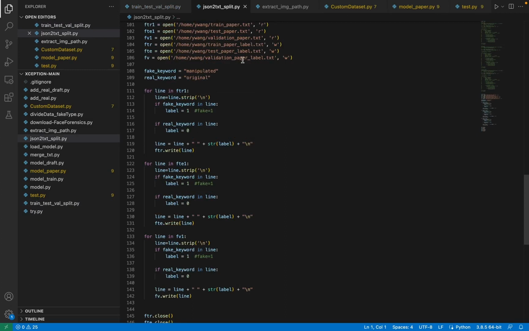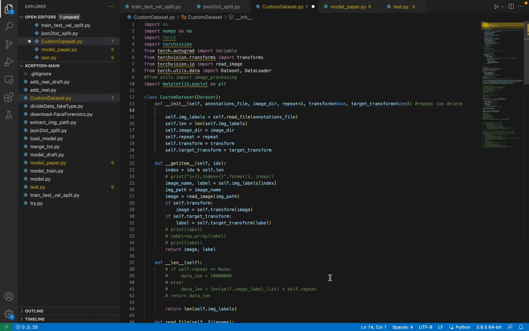And the other one is this JSON to text split. The JSON files are provided by the dataset, and this one is used in the paper. So I use this one to do the comparison with the statistics in the paper.